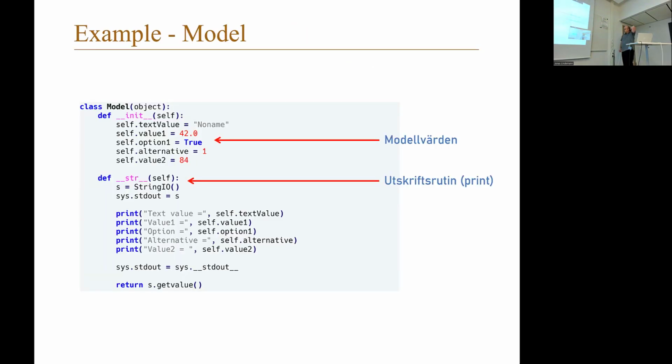So I'm going to just illustrate with a simple example here. I have a model object here with the text values, floating point values, options, and so on. And somehow I need to convert these things to create a user interface for this. I also have a string method that prints out the values here for my model.